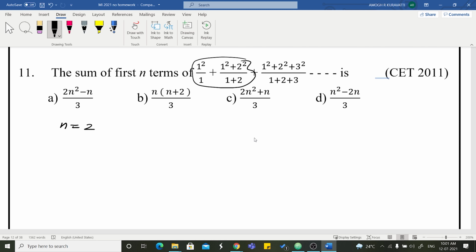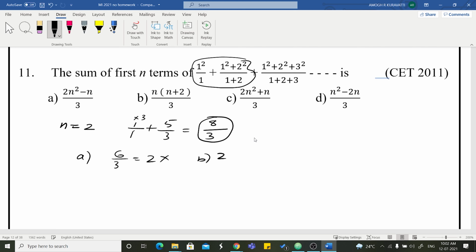1 square by 1, 1 square 2, 2 square 4 plus 1, 5 by 3. LCM is 3. 1 3s are 3, 5 plus 3, 8 by 3. Check which option gives 8 by 3. Substitute option A: n is 2, 2 square 4, 4 2s are 8, 8 minus 2, 6 by 3, that is 2. Wrong. Take option B, n is 2, 2 of 2 plus 2, 4 by 3, that is 8 by 3.